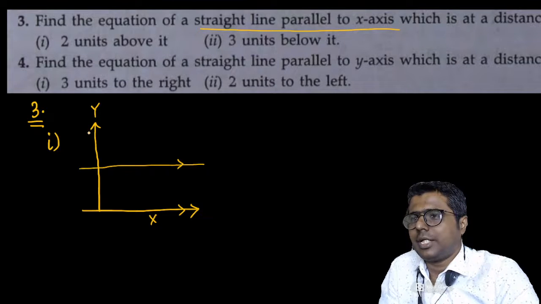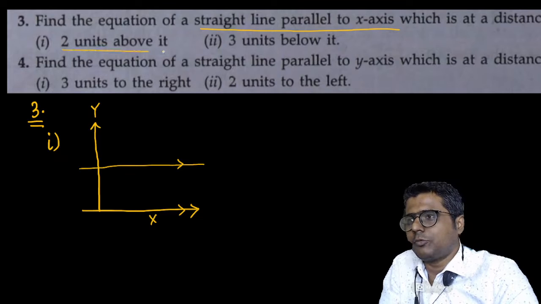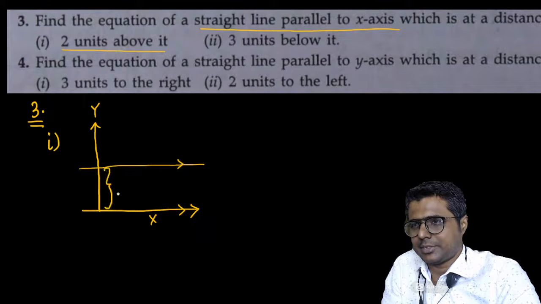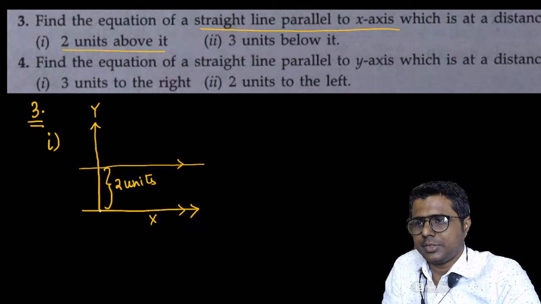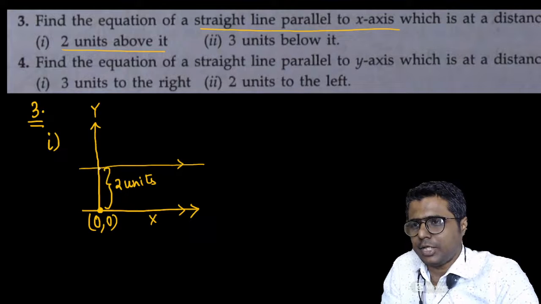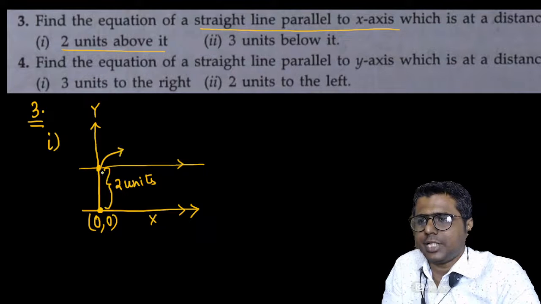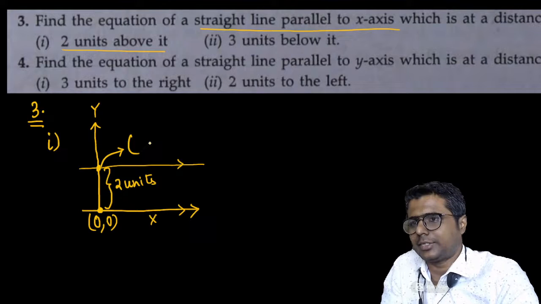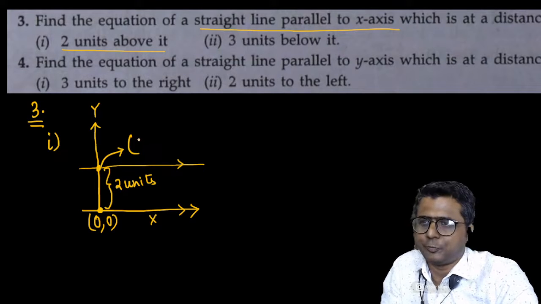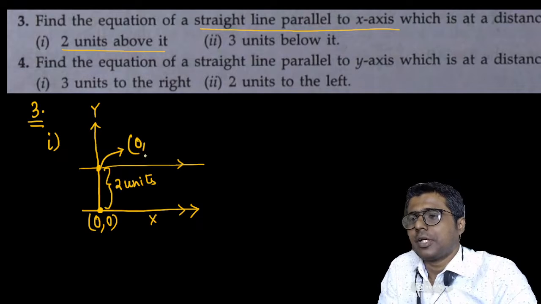Now the line is 2 units above the x-axis. That means this portion is 2 units. That means the line is 2 units from this reference point. This point is already known to me. This point is always 0, 0. Now if I want to find this point, see, at this point, this is the y-axis. On the y-axis the value of x is always 0. And after that you have to find the value of the y coordinate at this point.